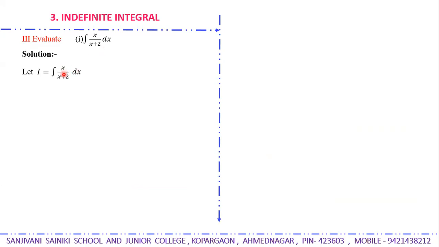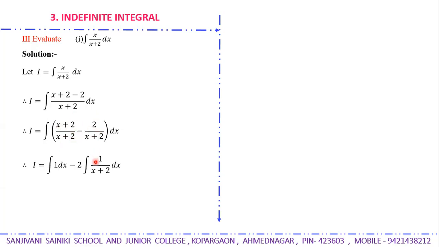So what we will do, we will adjust this numerator. We add plus 2 and minus 2 in the numerator. Then we take this x plus 2 in one bracket and minus 2 in another bracket. Then we will divide this numerator by this x plus 2. Here you will get x plus 2 upon x plus 2, that is 1, and minus 2 upon x plus 2. So here is the integral of dx and here is the integral of 1 upon x plus 2.